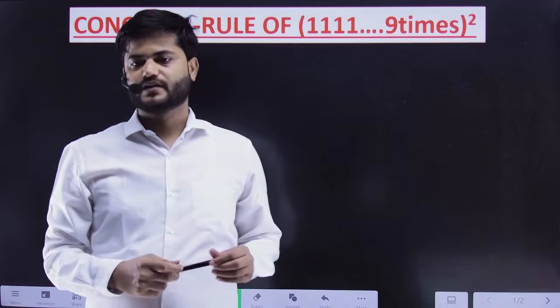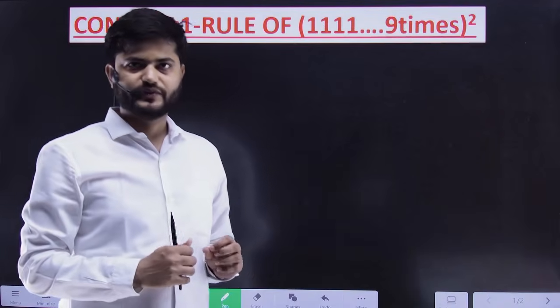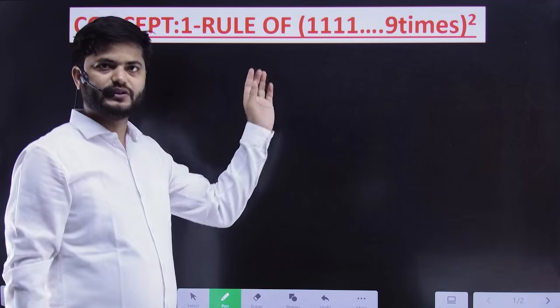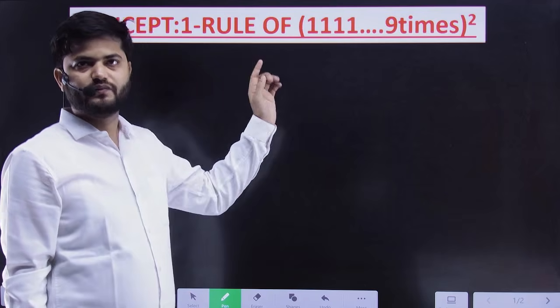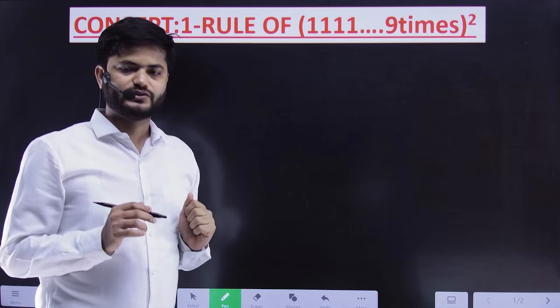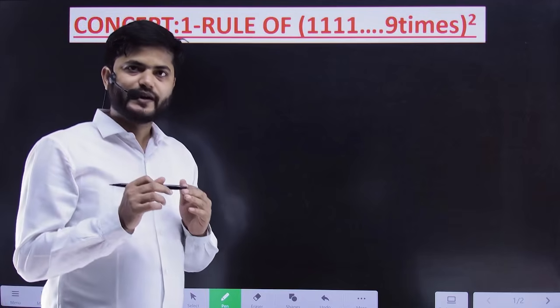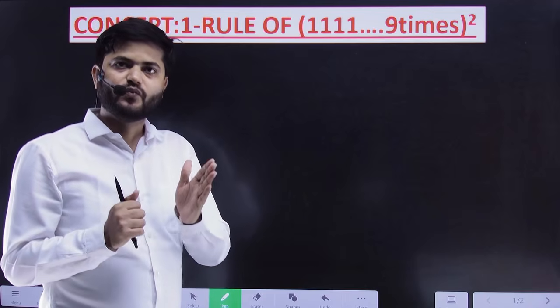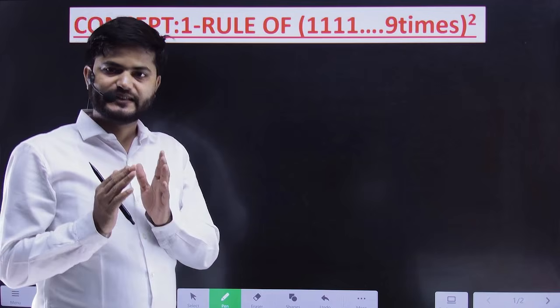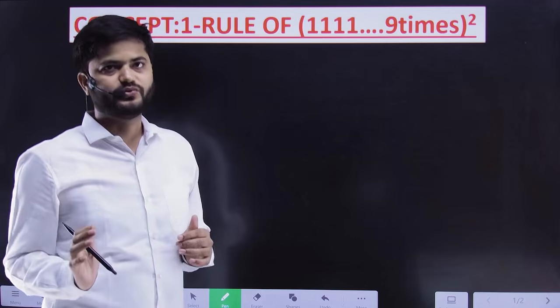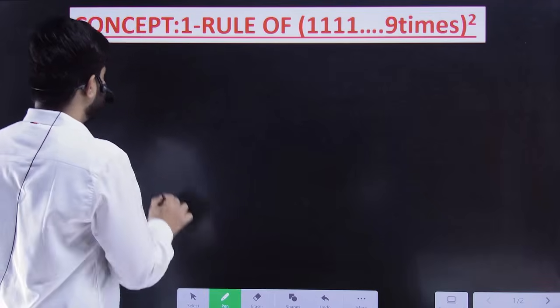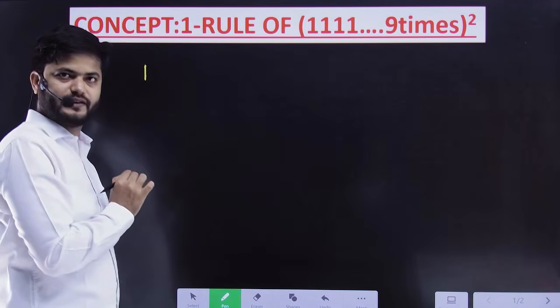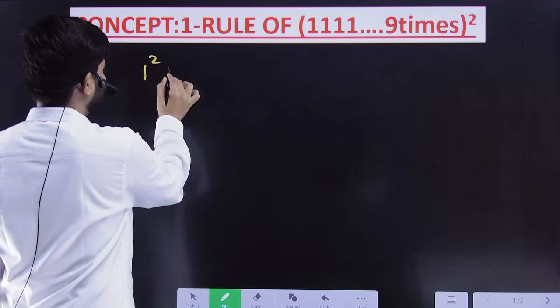Hello everyone. Today we are going to discuss a very important concept, which is the rule of 1111 up to 9 times and its square. It means the square of a number which is formed by writing 1 n times, and this n has a maximum value of 9. Suppose we are writing 1. The square of 1 is 1 only.